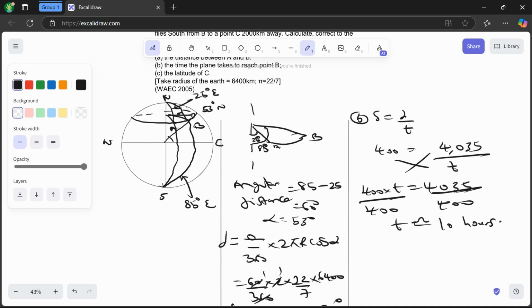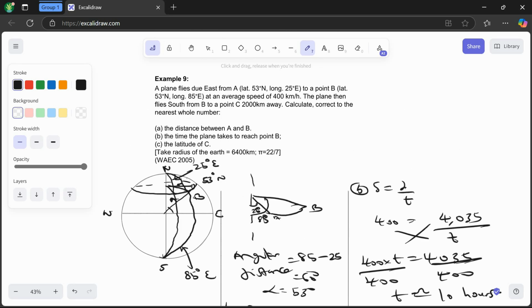Now it says we should find the latitude of C. What do they say about C? They say the plane then flies south from B to a point C, 2,000 kilometers. If it flies south, it could be here or it could be inside here. Those are the two possibilities. When you have two possibilities, I wish to err on the side of caution. So let's take it inside there and see.